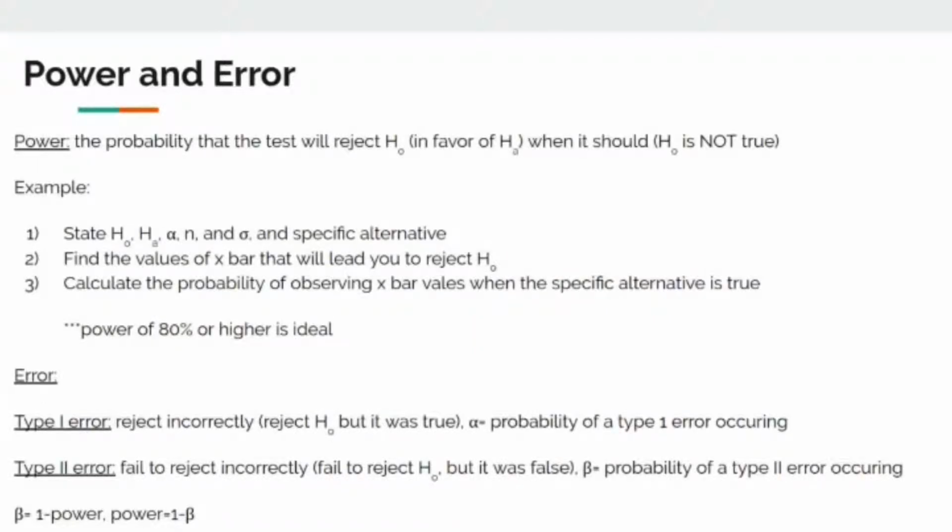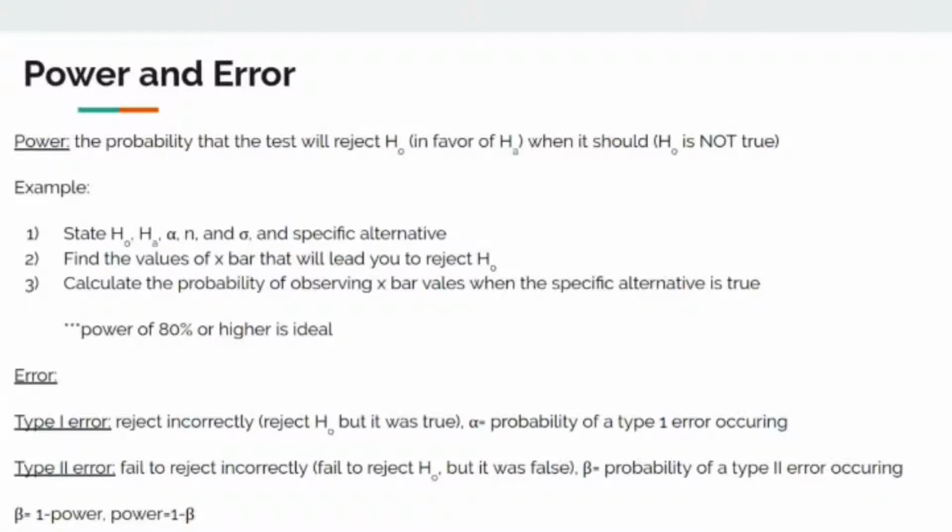The second part of Chapter 11 is power and error. Power is a probability that the test will reject your null hypothesis in favor of the alternative hypothesis when it should, basically meaning the null hypothesis is not true. So how you solve for power is, for your first step, you're going to state H0, HA, alpha, n, standard deviation, and your specific alternative.